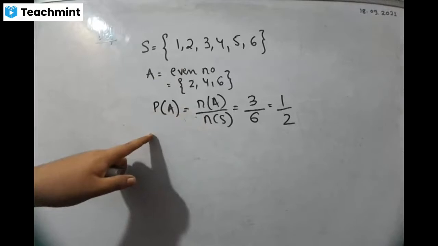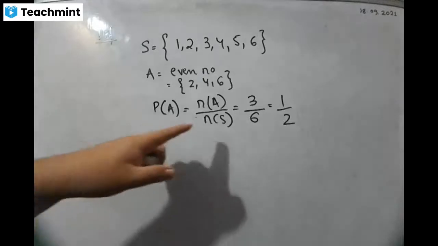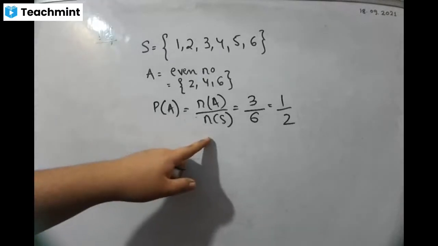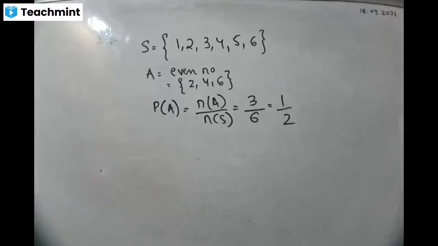So if they ask you probability of B, then probability of B is gonna be n of B divided by n of S. That means number of elements which are favorable to B divided by number of elements, total number of outcomes. Similarly, probability of C will be n of C divided by n of S. So this is the general definition of probability, everyone. I hope you have understood the general definition of probability.